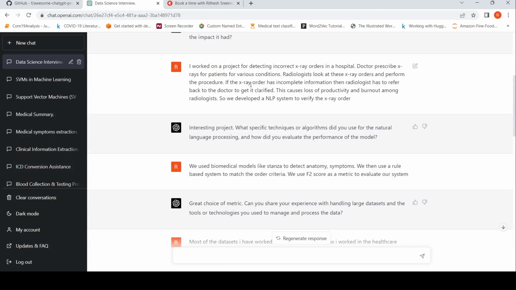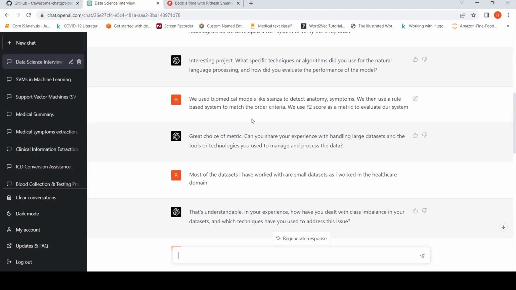Related to these projects, I made use of natural language processing. So it says, what specific techniques or algorithms did you use for natural language processing and how did you evaluate the performance of the model? Okay. So then it says great choice of metric, because I put the F2 score over here. Then it says, can you share your experience with handling large data sets and the tools or technologies you use to manage and process the data?